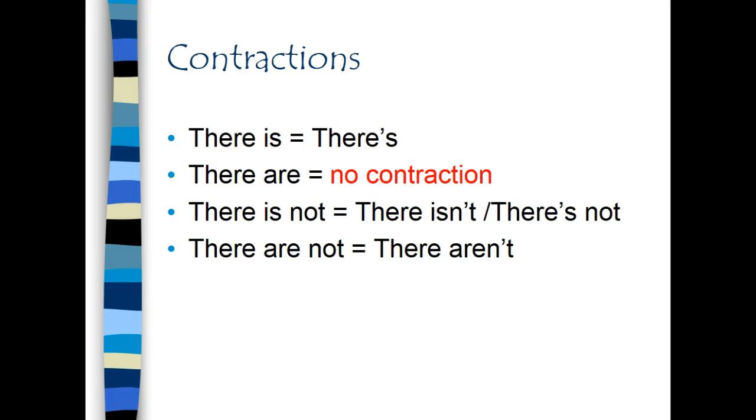We can make contractions with these expressions. There is becomes there's. There are, there is no contraction possible. There is not, we can say there isn't or there's not. There are 2 ways, as you can see, to make the contraction. And there are not becomes there aren't.